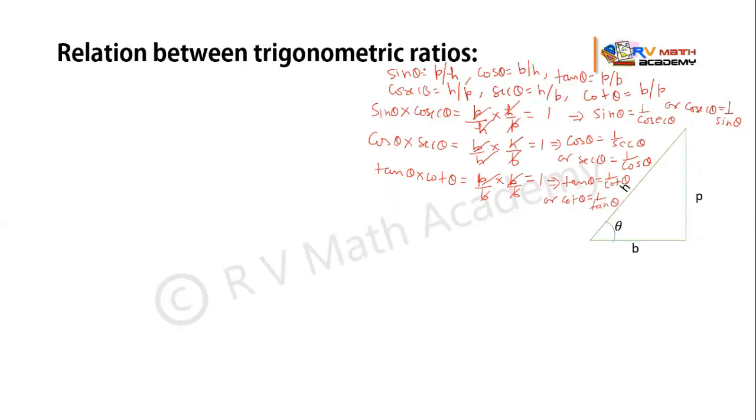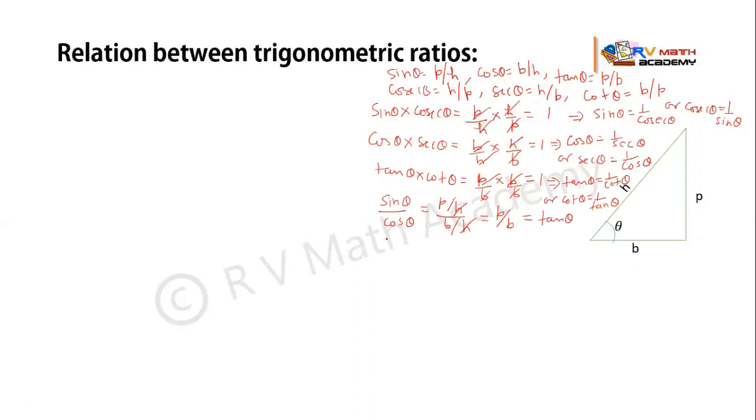Now, if I divide sine theta and cos theta, see what we will get. Sine theta upon cos theta. Now put the value of sine theta, which is perpendicular upon hypotenuse. Put the value of cos theta, which is base upon hypotenuse. Hypotenuse will cancel out, you will get perpendicular upon base. And here you can see the perpendicular upon base is nothing but tan theta. So it means if I divide sine theta by cos theta, we will get tan theta.